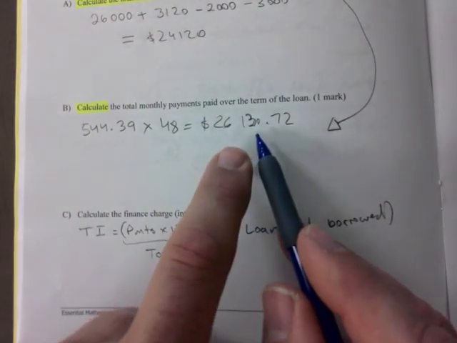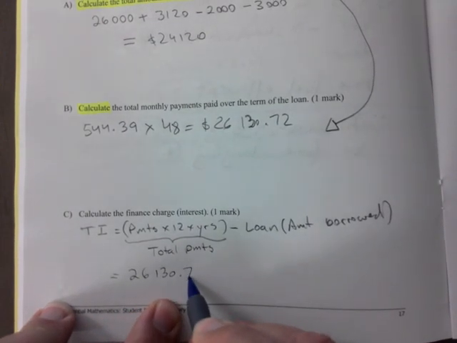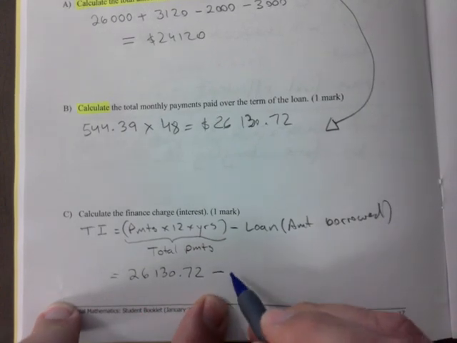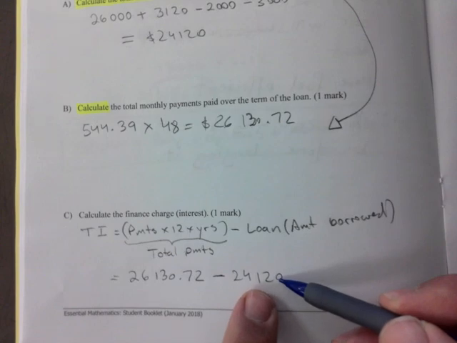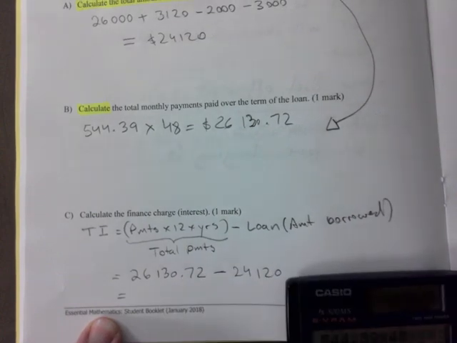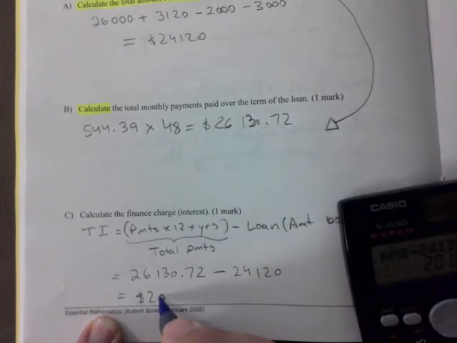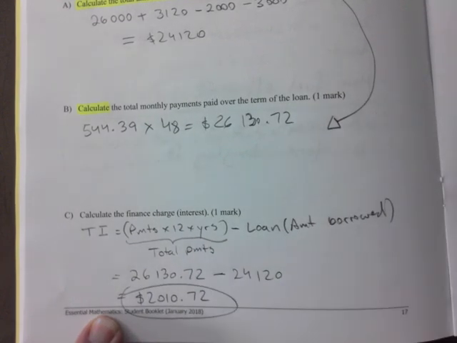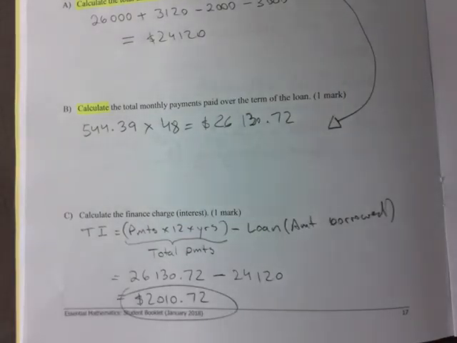Which we already know. It's 26,130.72 minus the 24,120. That was my loan in A. So all you have to do is subtract these two and you get your interest. 2010.72. There we go. That's how much interest was paid.